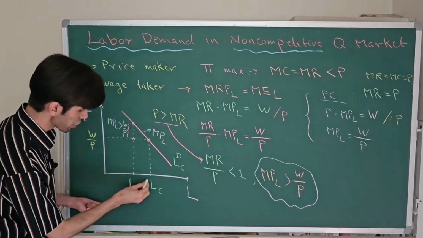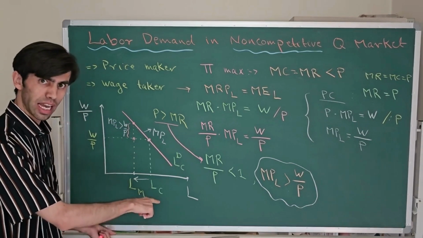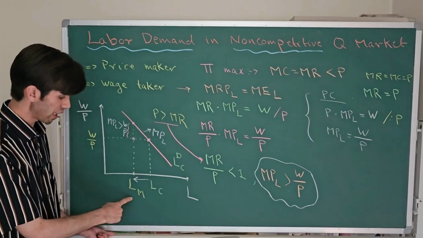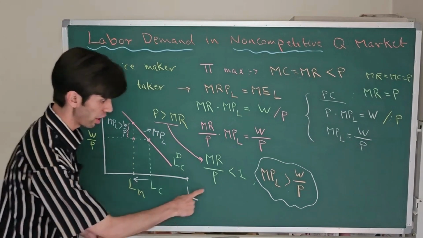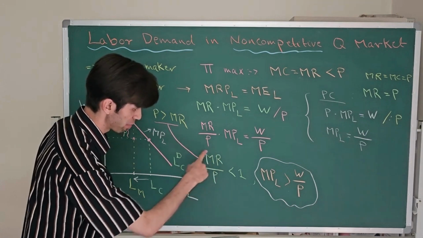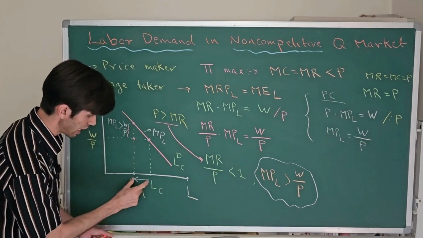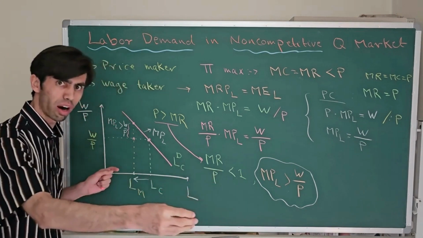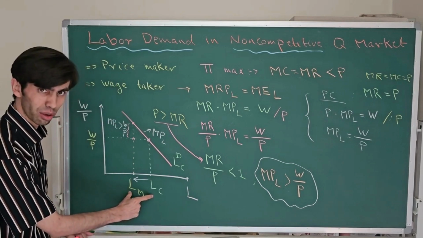How big this difference is between labor demand in a perfectly competitive input and output market and in a non-competitive output market depends on how much this expression is less than 1. If it is close to 1, the gap is not too large. If it is further away from 1, the gap will be larger.